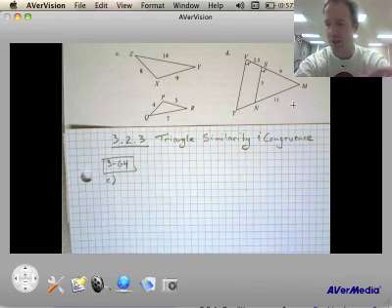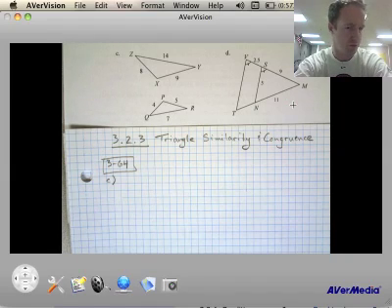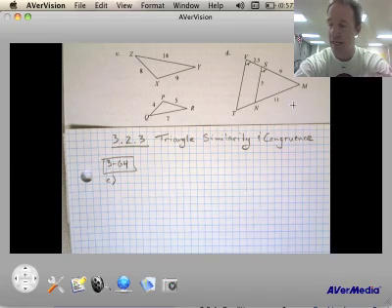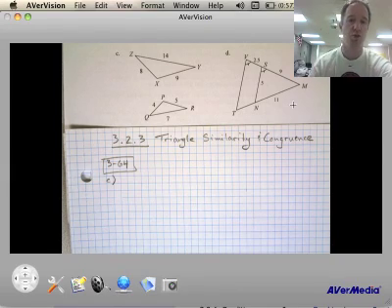We want to see if these triangles are similar. So what should our plan be? All good flowcharts for triangle similarity will start with a plan. Your plan is either going to be one of two things. It's going to be angle-angle, or it's going to be side-side-side similarity. So the question is here, which one will that be?